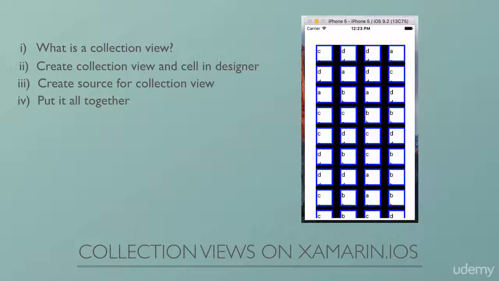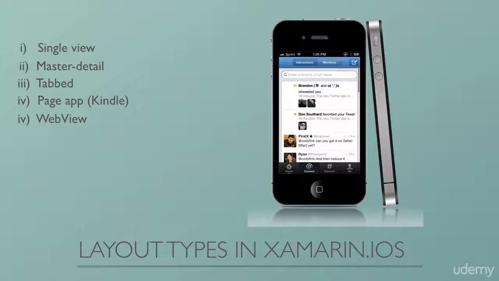We'll then extend that knowledge to collection views on Xamarin.iOS, which isn't something that's covered very often out there in tutorials, but that's why I've put it in here, so you can get a good solid grounding in it. We'll also look at layout types in Xamarin.iOS or just iOS in general. Things like a single view app, master detail, tabbed apps, which are very common, page apps like Kindle, so we have automatic animations for that, and finally web view apps.